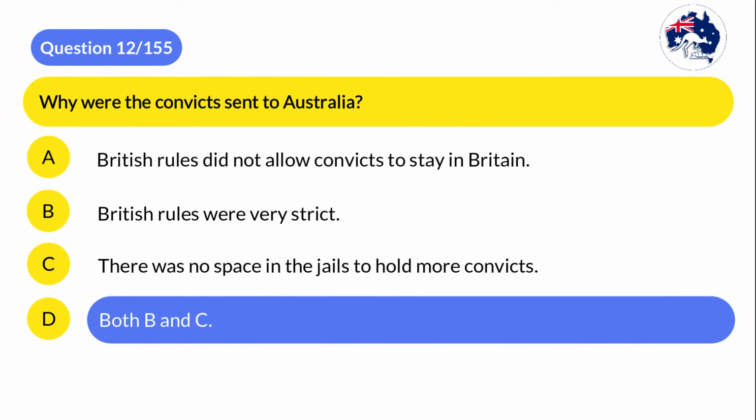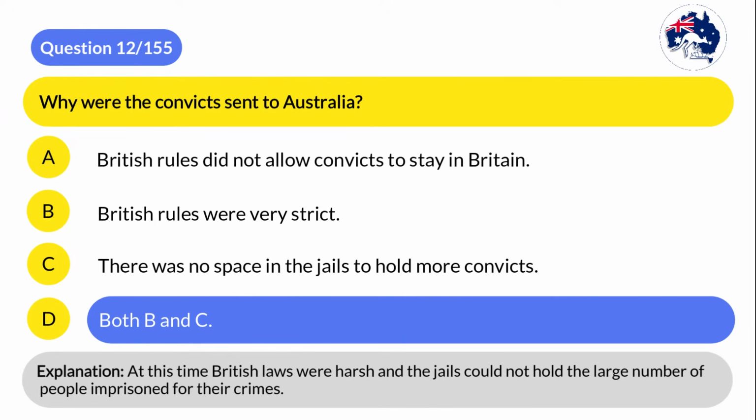Both B and C. Explanation: At this time British laws were harsh and the jails could not hold the large number of people imprisoned for their crimes.